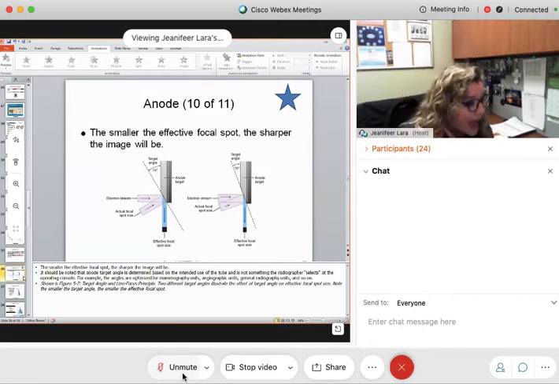We want a large actual focal spot because what happens at the actual focal spot again, son? Son, what happens at the actual focal spot?